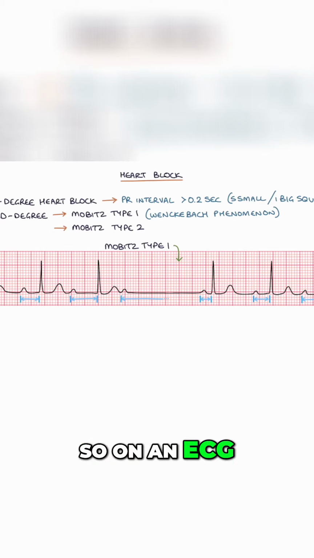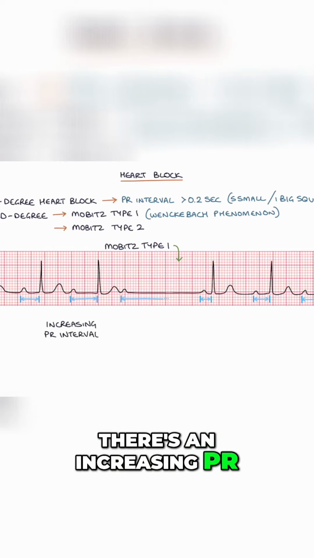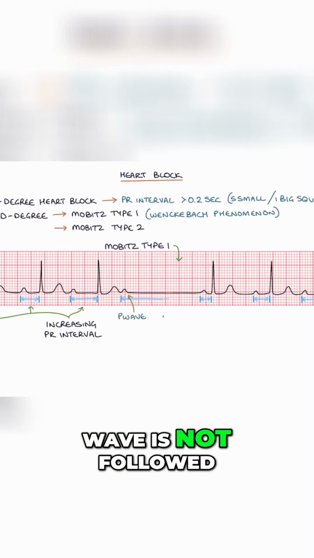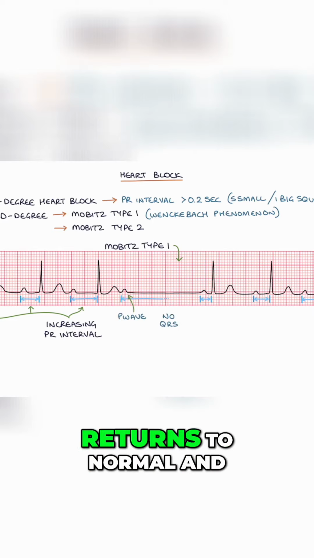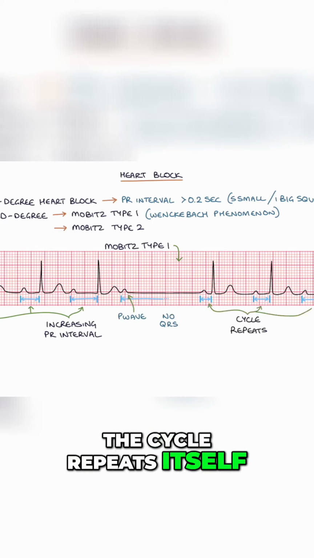So on an ECG, there's an increasing PR interval until a P wave is not followed by a QRS complex. The PR interval then returns to normal and the cycle repeats itself.